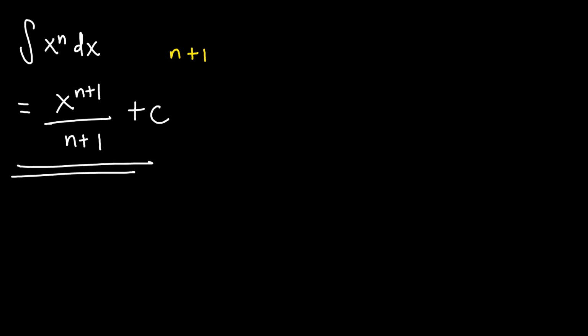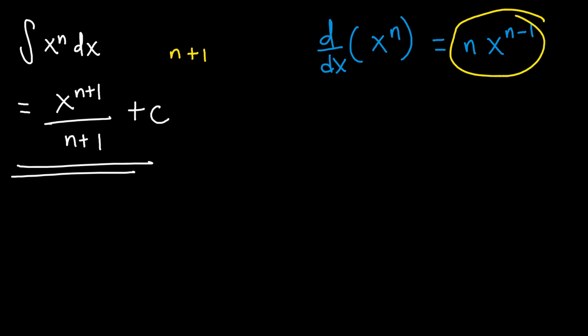Now, there is one thing you have to note. Integration is the opposite of differentiation. Let's say you had the derivative of x to the power of n. This will be equal to n times x to the power of n minus 1. Now, since integration is the opposite of differentiation, if you integrate this, you should go back to this.